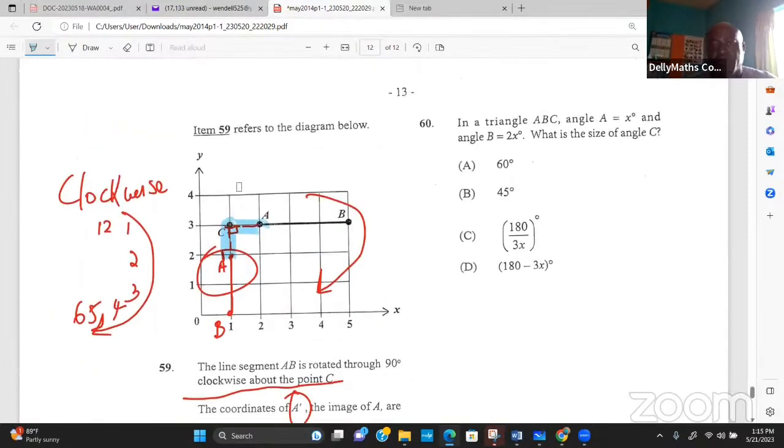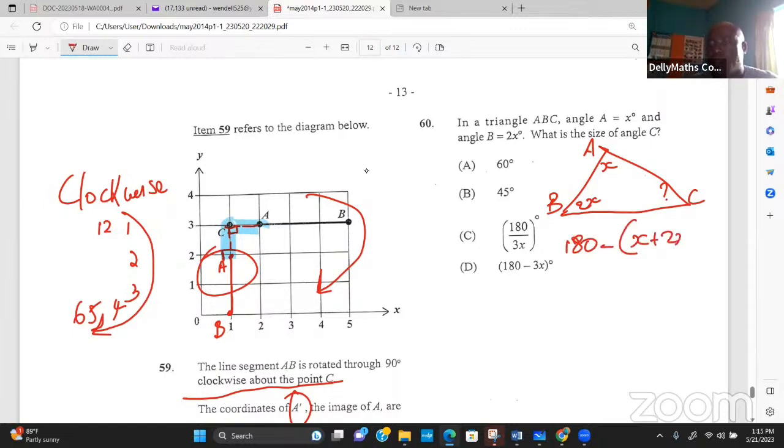All right, number 60 and last. It says in a triangle ABC, angle A is x degrees and angle B is 2x. What is the size of angle C? So if I were you, I'd set up, say, this is A, B, C, angle A is x and angle B is 2x. To find that, I would add these angles and take it from 180. So it's going to be 180 minus the sum of x plus 2x: 180 minus 3x.